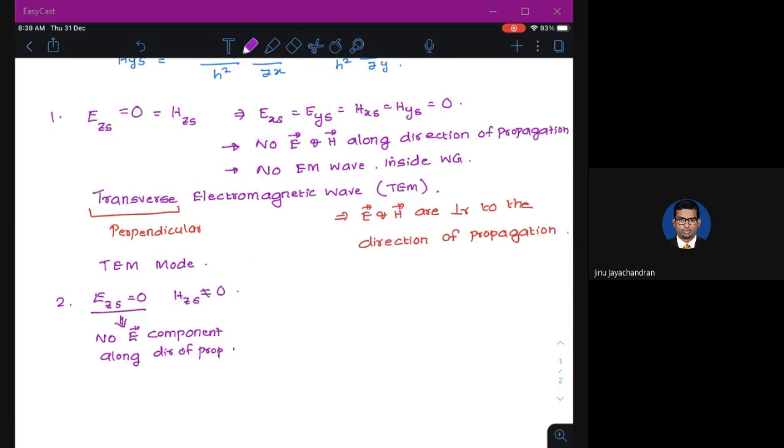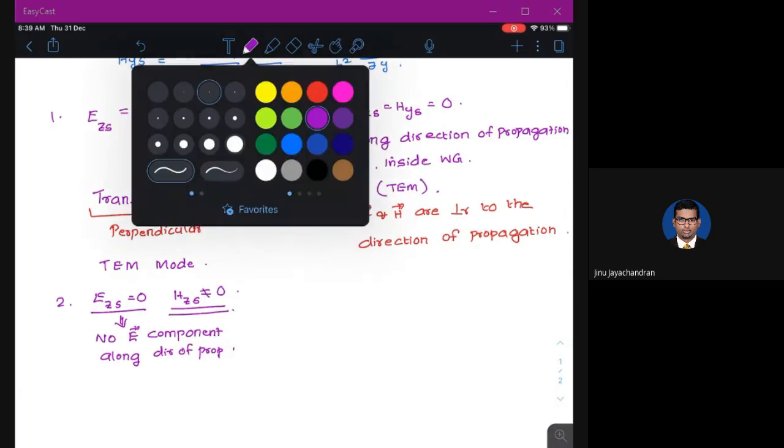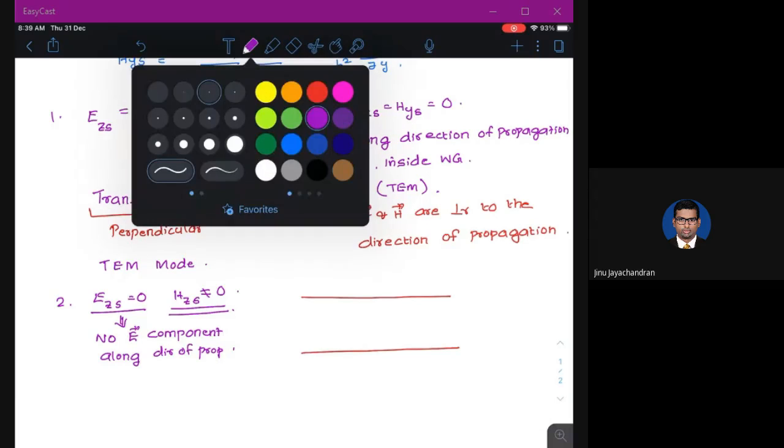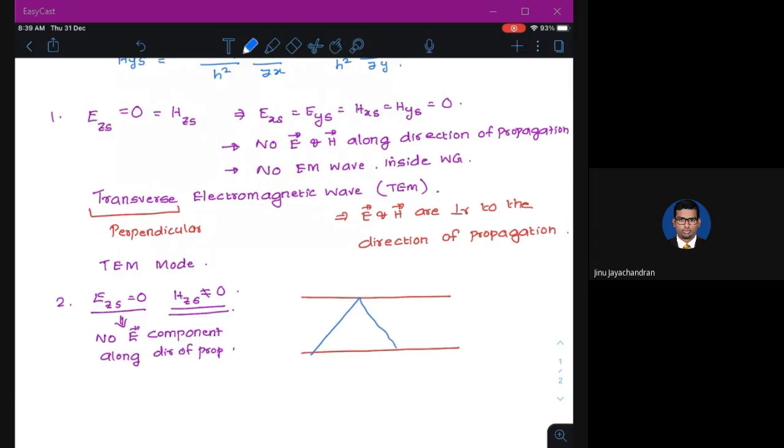But there is a magnetic field component along the direction of propagation. Which means that, for example, if you are in a waveguide and the wave is transmitting something like this, this is your Z direction. So the wave is transmitting along the Z direction. It is moving along the Z direction. Now Ez = 0 means basically you have an electric field which is perpendicular to the plane of paper. For example, it is now pointing towards you. So now it doesn't have a component along Z.